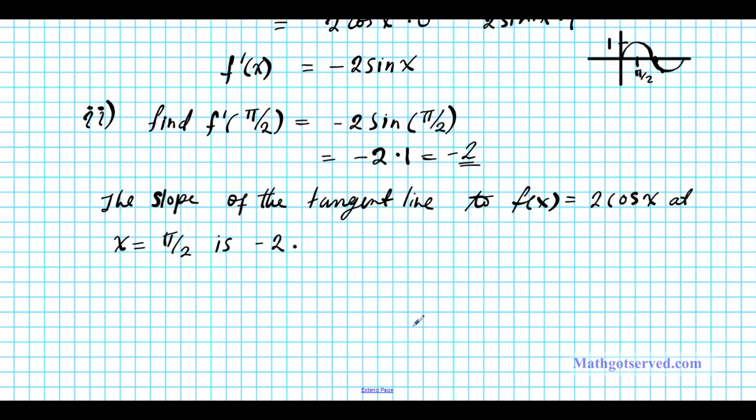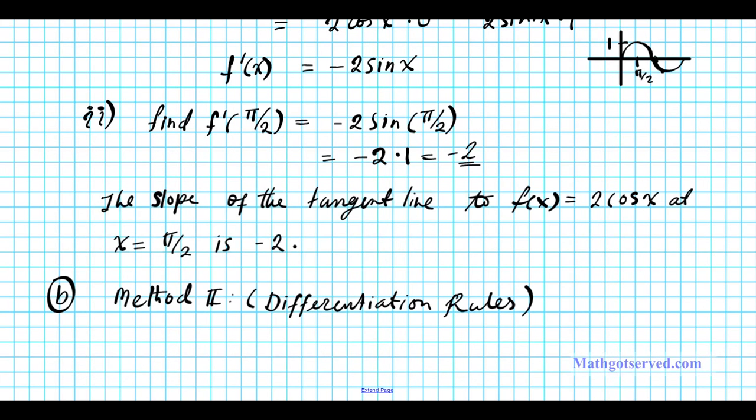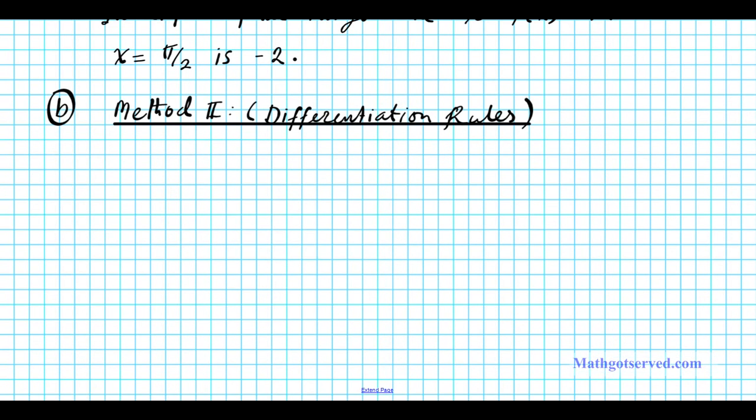All right, now we have to use another method. We have to use the differentiation rules method, which is much faster. So we're going to do method 2, the differentiation rules. We're still going to do steps 1 and 2: find the derivative first, and then evaluate it at x equals pi over 2.